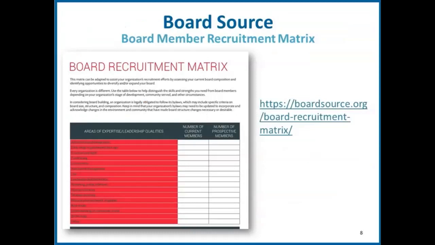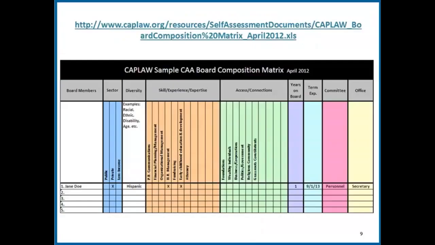There are a couple of really helpful resources that can assist you in going through this process. One is available from BoardSource, and BoardSource is a national organization that provides a lot of training and technical assistance around board issues, and they have a free board recruitment matrix. It's just a very helpful tool that walks through who's on your board, what kind of skills and abilities you need, when you are going to be replacing those board members. And there's also a similar resource developed by CAPLaw that's available from the CAPLaw website.